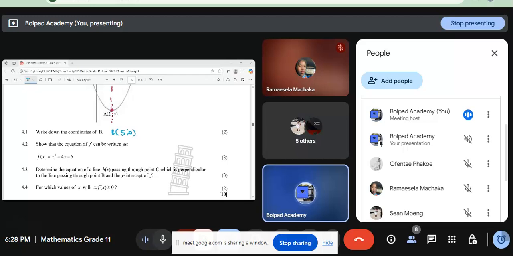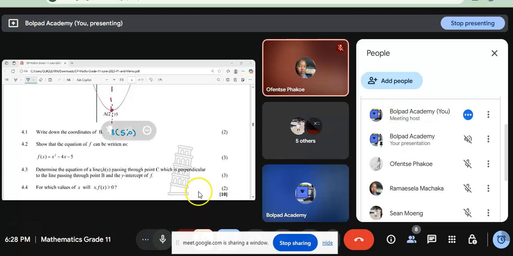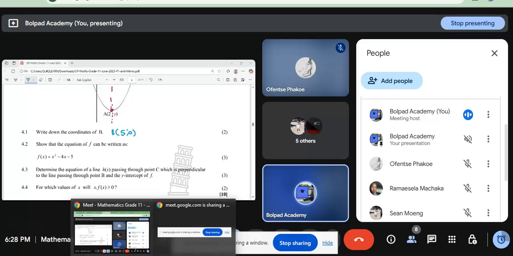Offense, welcome. Do you understand how we got B, guys? We use the axis of symmetry. Offense, do you understand how we got B? Yes, sir. Okay, thank you very much for confirming that.